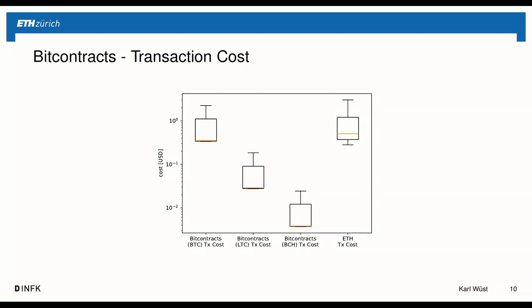As you can see here in these box plots, the cost distribution for Bitcontracts on top of Bitcoin is very similar to the cost distribution of the contract executions in Ethereum, and significantly cheaper if Bitcontracts is used on top of other cryptocurrencies, such as Litecoin or Bitcoin Cash. For a comparison of the transaction size and additional evaluations, please have a look at the paper.